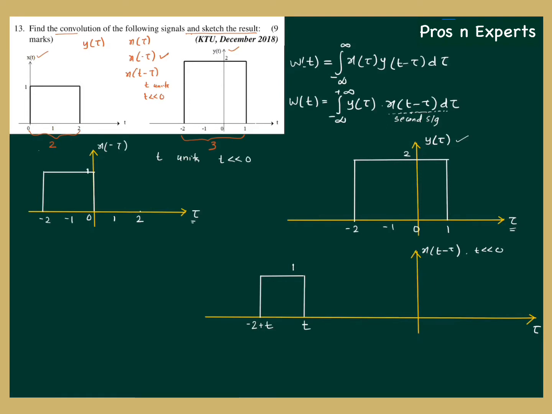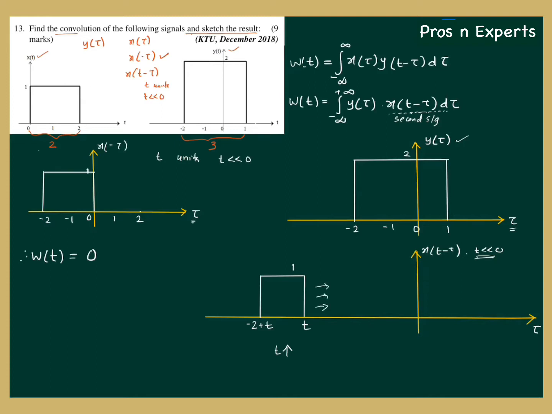Therefore, I can write w of t. Okay, so we can write w of t is equal to 0. Now imagine that I am slightly increasing the value of t. T was initially very, very negative. Now I am slightly increasing t, and what happens is the signal slightly moves to the right.